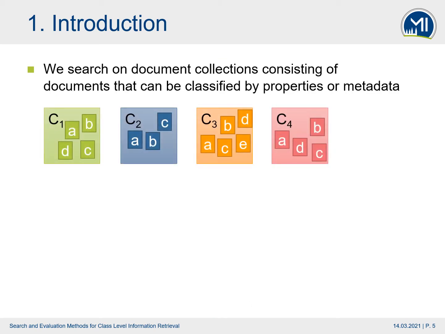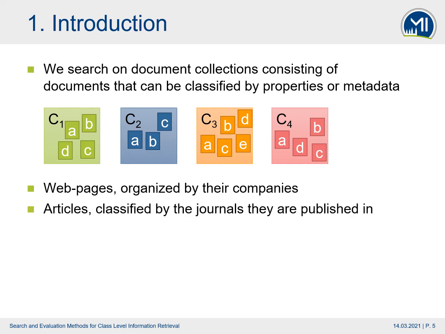The class-level oriented approach searches on document collections containing documents that can be classified by properties or metadata. Collections can consist of web pages, which then are organized or categorized by their companies. C1 to C4 would represent companies, and the small characters stand for their belonging web pages. Another example could be articles, which are classified by the journals they are published in. C1 to C4 would represent journals, including their articles, represented by the small characters.